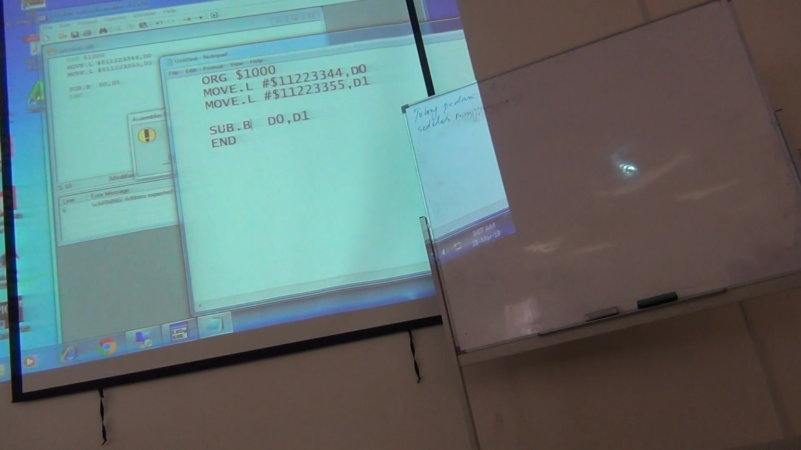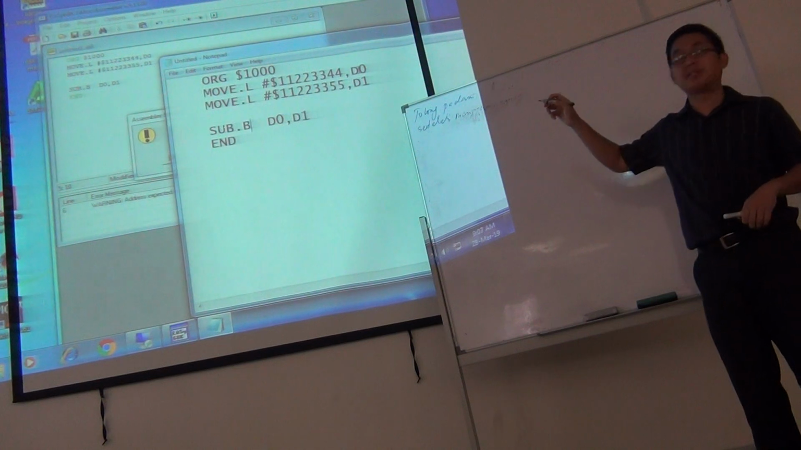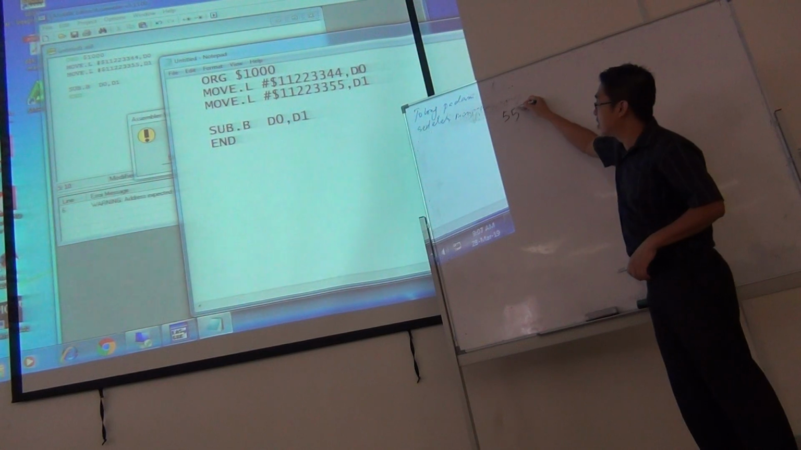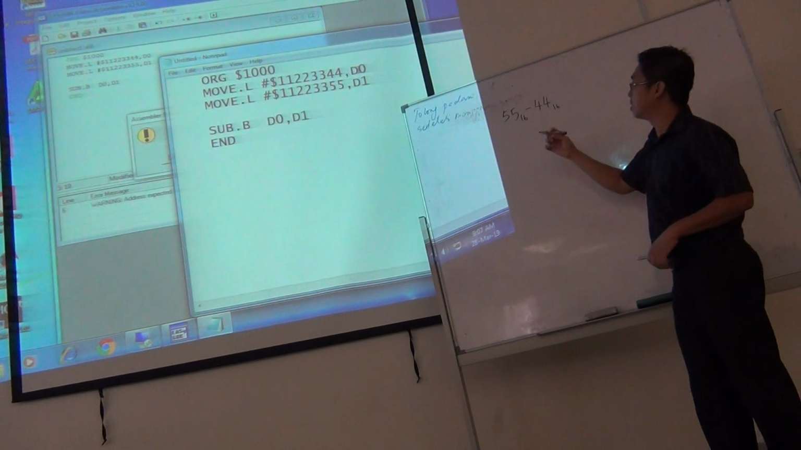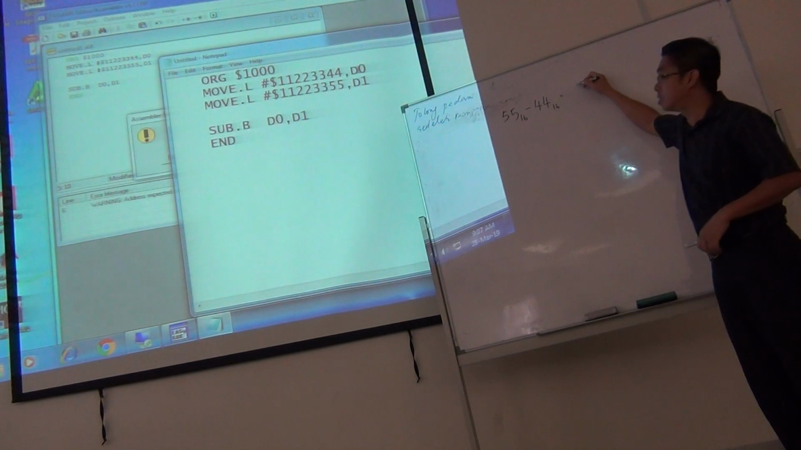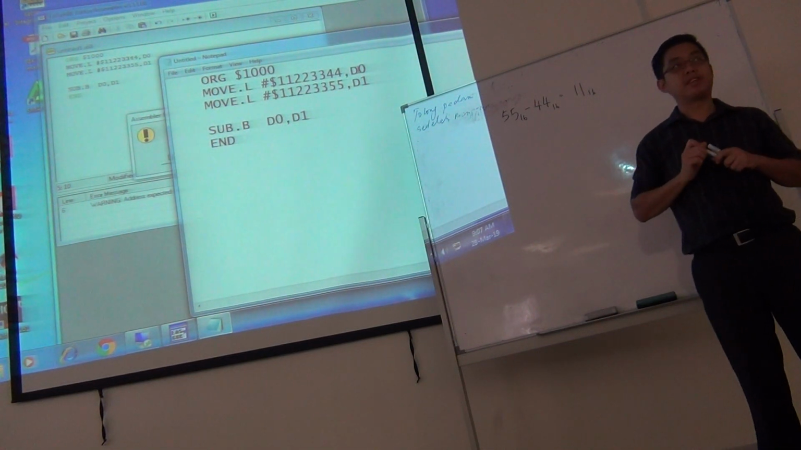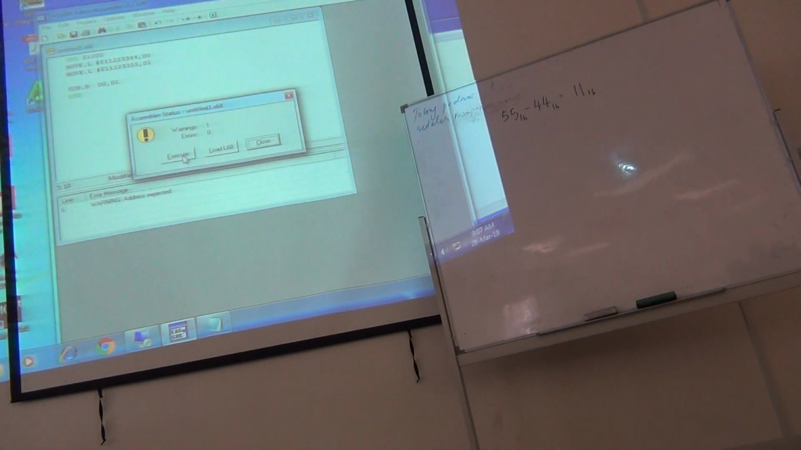Okay, so D1 minus D0. D1 minus D0, look at this. So it's 55 base 16 minus 44 base 16. This is equivalent to 11 base 16, right? From your calculator. Right. So now look at the compiler where you should look. Execute.